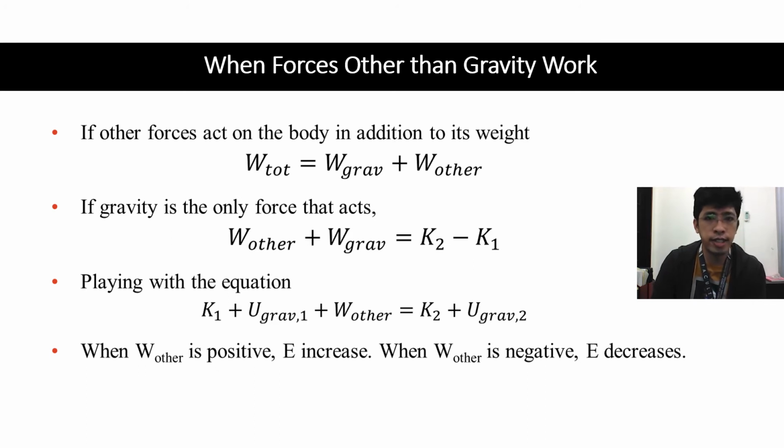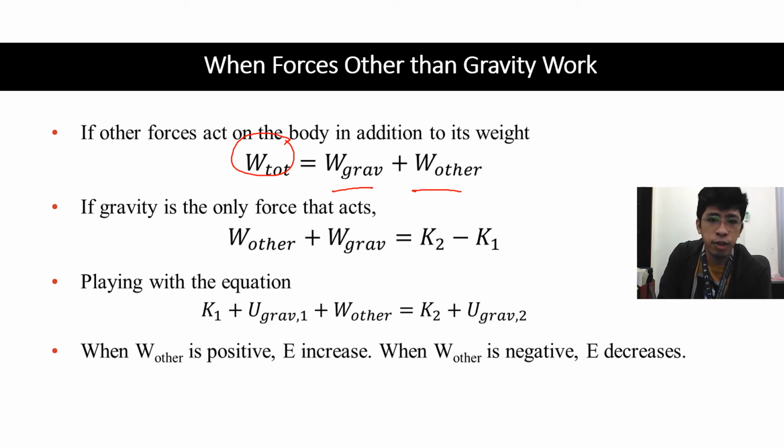Now, if there are other forces that act on the body in addition to its weight, your total work is equal to your work gravity plus some work other. And let's say that work other is your friction. Just like from the previous slides, we equate this to your total work, to your work-energy theorem. So you have work other plus work gravity equal to K2 minus K1. And if we play with the equation further, you have K1 plus U grav 1 plus some work other equal to K2 plus U grav 2.